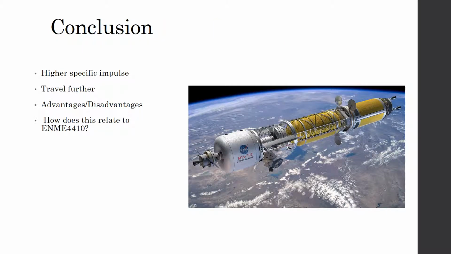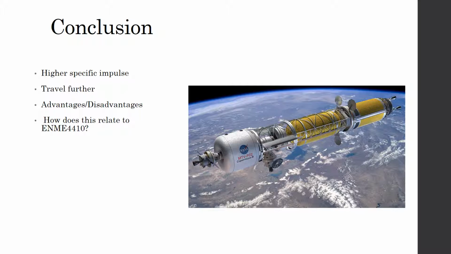So in conclusion, the main advantage of thermonuclear propulsion is the higher specific impulse, making it super efficient, meaning that you can travel much further into the solar system. We talked about some of the advantages and disadvantages, the biggest disadvantage being the extreme heat that these parts see, so you're driving up your cost.